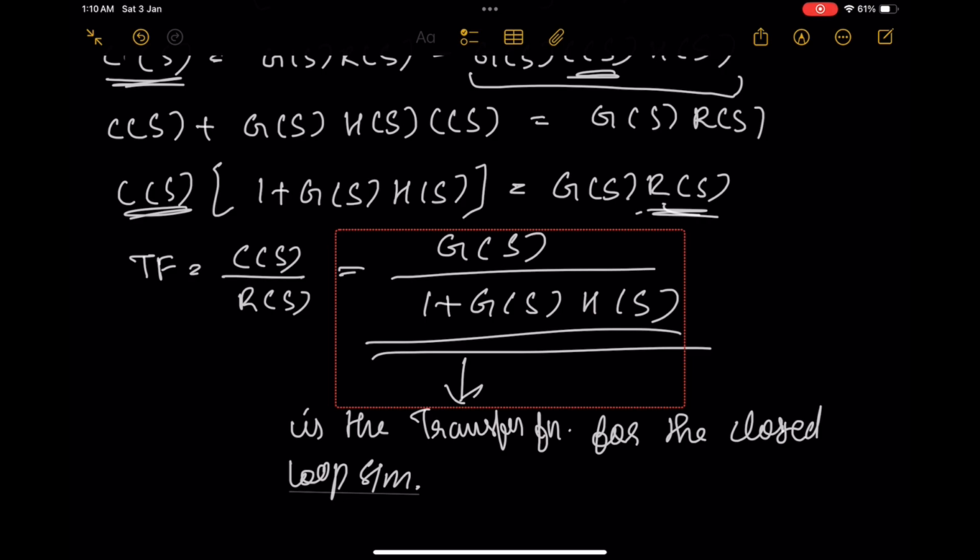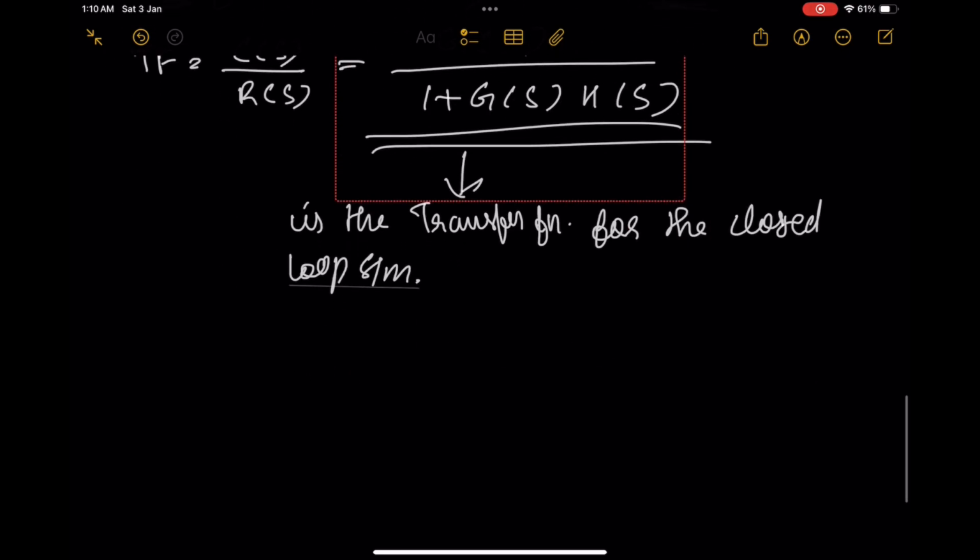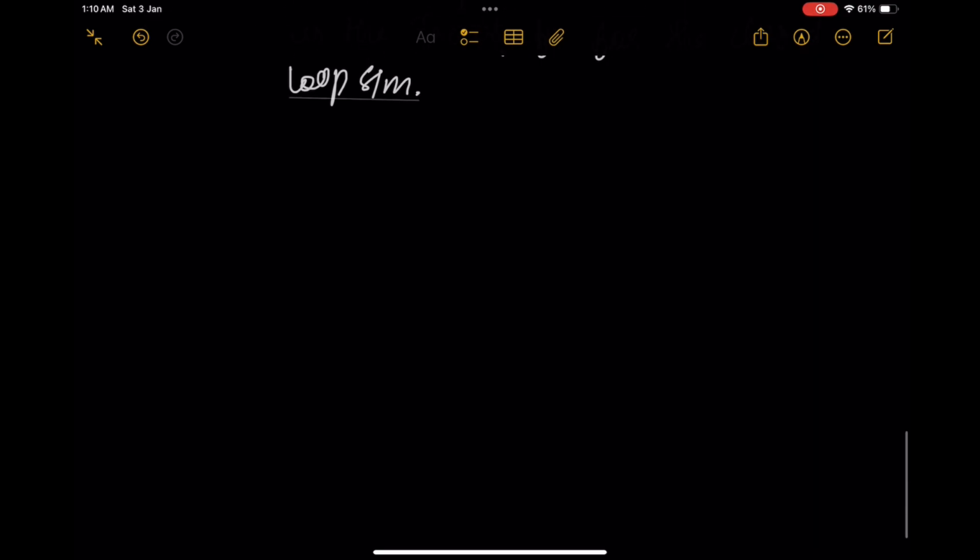In the next class, we will be dealing with some properties or how to solve the transfer function, the block diagram reduction, how to reduce a block diagram. A block diagram is actually a very huge set of blocks, and we have to reduce it and make it onto a single block. That is what we call block diagram reduction. We'll be dealing with block diagram reduction in our next class.